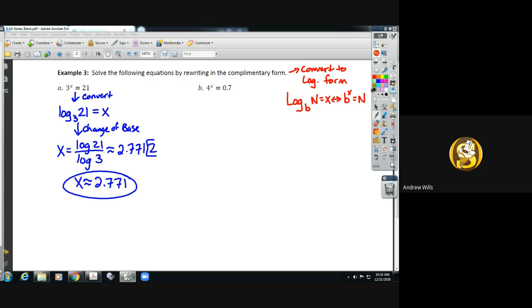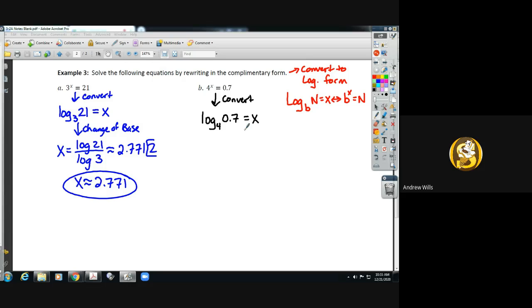Step 1 in the process, if you're staring at it not sure what to do, is to convert it from exponential form to logarithmic form. In this case, the base of the exponential is 4, so that will also be the base of the logarithm. N becomes the number inside the logarithm, which would be 0.7. So when we convert that to logarithmic form, we have log base 4 of 0.7 is equal to x.